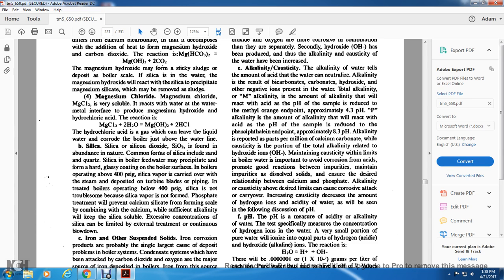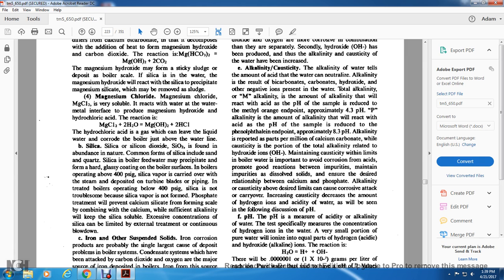Silica, or silicon dioxide. Silicon dioxide is found abundantly in nature. Common forms of silica include sand, quartz, and flint. In boiler feed water it precipitates in the form of a hard glassy coating on boiler surfaces, and in boilers operating above 400 psi, silica vapor is carried over with the steam and deposits on turbine blades and piping.